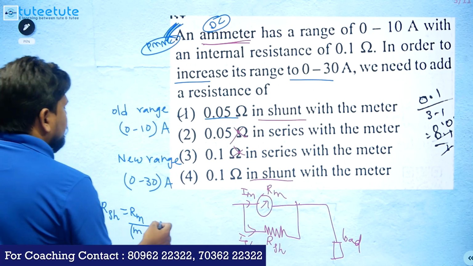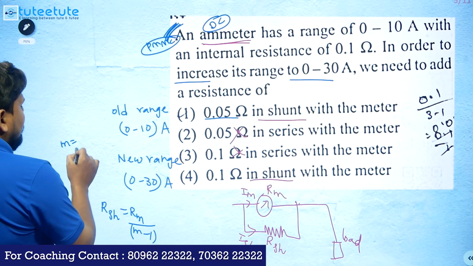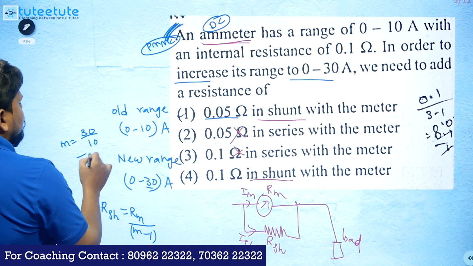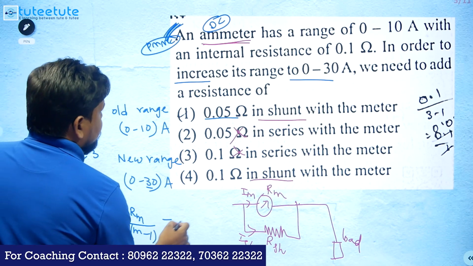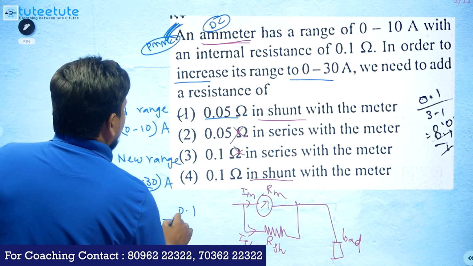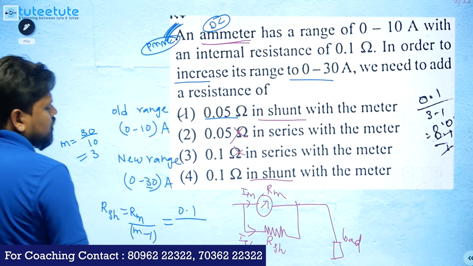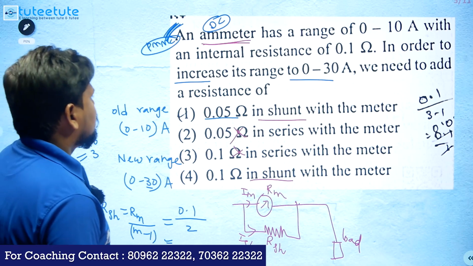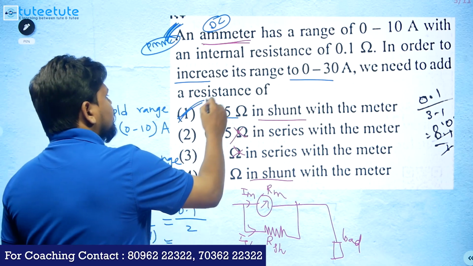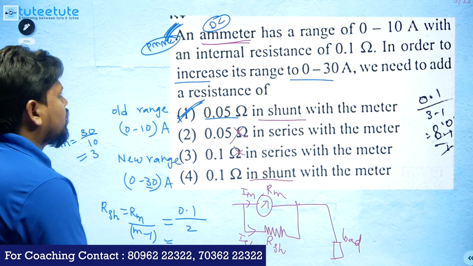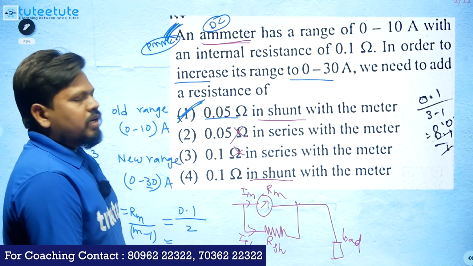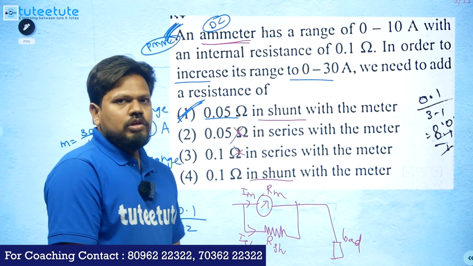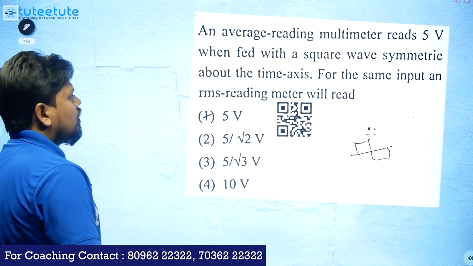First we will calculate the M value. The multiplication factor M is equal to 30 divided by 10, which is 3. So what is the value of RM? 0.1 divided by (3 minus 1), and 3 minus 1 is 2. If you calculate, the answer is 0.05, so option 1 is correct. This model of question will definitely come, it is a simple model with the same calculation, only the values will be changing. Okay, next question.